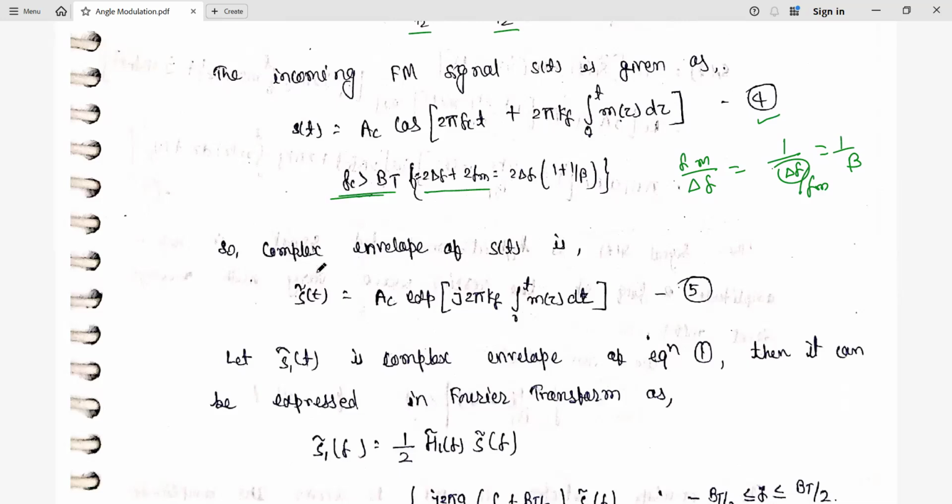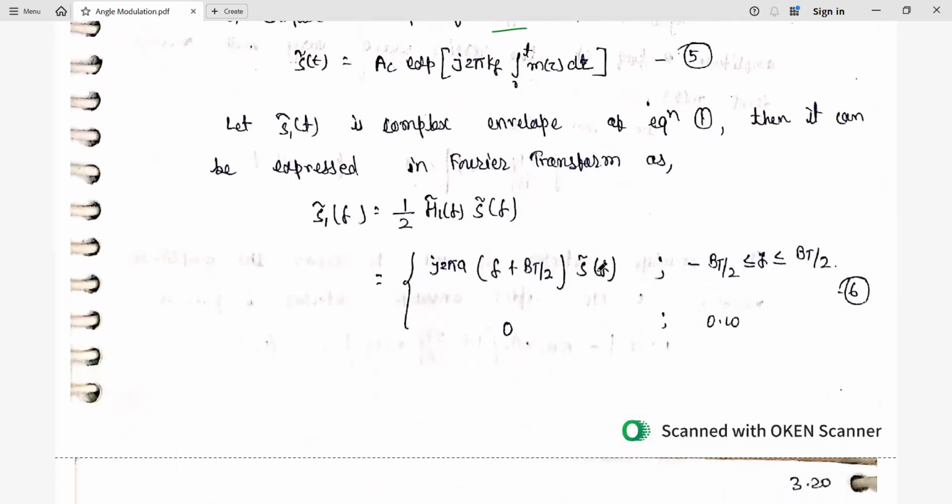So the complex envelope of this s of t can be given as s cap of t, or s approximate of t, equal to Ac exponential j 2 pi kf integral over 0 to t of m of tau d tau. Since e to the power j theta is what? Cos theta plus j sin theta. So that is what we are going to see. And this message signal is where? In the second term only. That's why it is written in this portion.